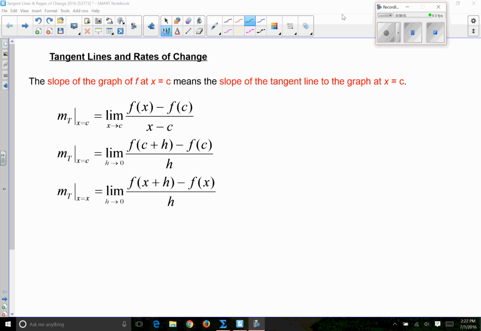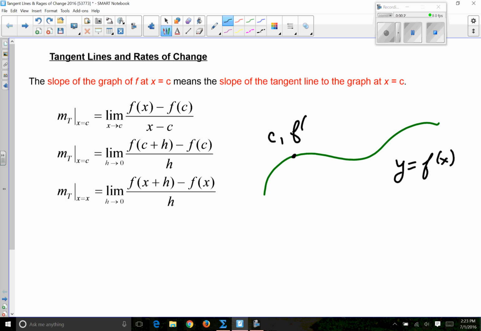Tangent lines and rates of change. The slope of the graph of f at x equals c means the slope of the tangent line to the graph at x equals c. If y equals a function of x, at a point on this function where x is equal to c, a tangent line can be drawn to the function, and the slope of this tangent line is also called the slope of the graph of the function at x equals c. Please write these three definitions.